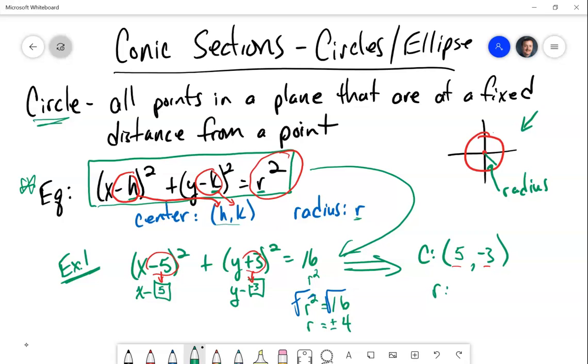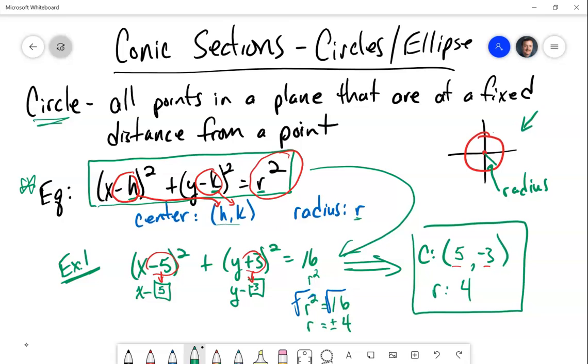Actually, it's plus or minus 4, but r here is a distance measurement, how far it is from the center to the edge, and distance cannot be negative. It would not make sense. So in this situation, our radius would be 4. So to figure out our center and our radius, we have done that based on this equation.